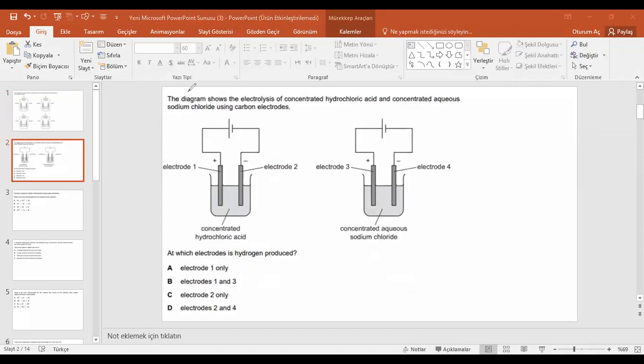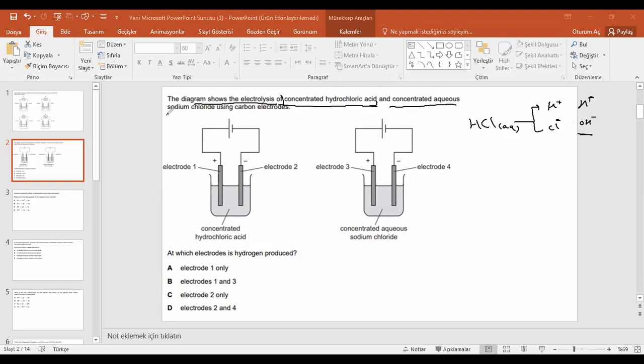On the next question, the diagram shows the electrolysis of concentrated hydrochloric acid. So look guys, concentrated hydrochloric acid, this is HCl aqueous. So we have H+ and Cl- ions from HCl, and we have H+ and OH- from water.